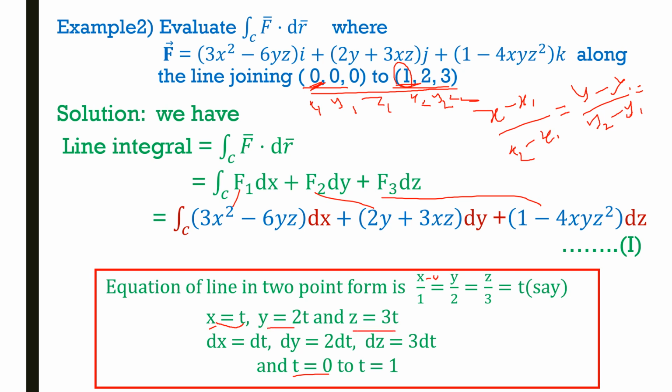For example, if I take y equal to 0, t is 0. The lower limit of y is 0, so t is equal to 0. The upper limit of y is 2, so if I take y equal to 2, 2/2 is 1, t is equal to 1. So same here we get 0 to 1, and for z equal to 3t we'll get the same limits. Okay, so now use all these things in equation 1.